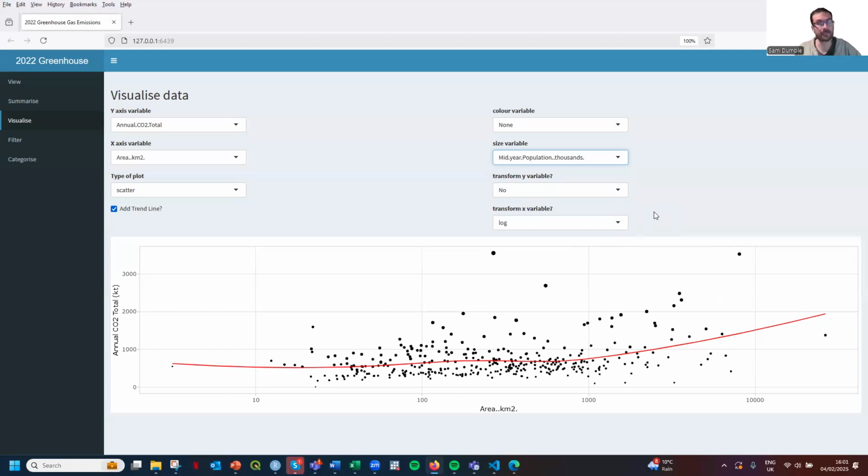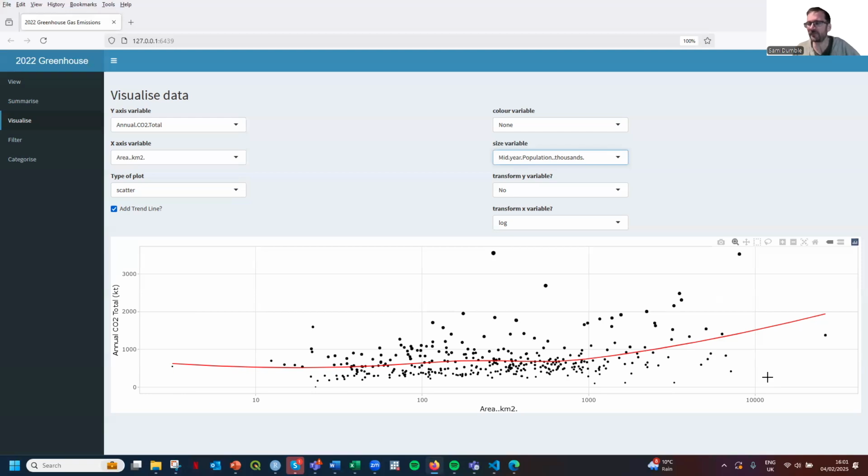And something to me then immediately jumps out from this particular plot. If you look at the points above the red line, above this general trend line, these are the bigger points. These are the ones with higher emissions than expected from the overall trend. And if I look below the line, it's the smaller points. And these are the ones with lower emissions than you'd expect from the general trend between area and CO2 emissions.